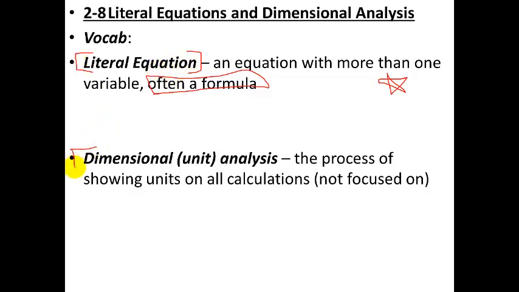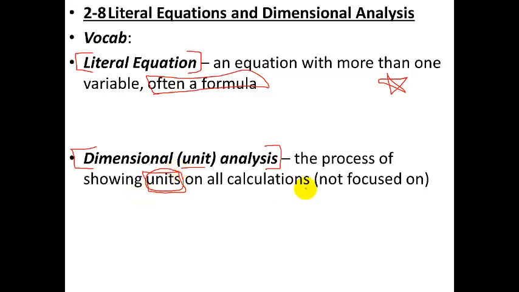Okay, next vocab word, dimensional analysis, or also called unit analysis. So this is a process of including units, and by units we mean, like, if it's distance you might have feet or meters or miles. If it's time you might have seconds or minutes or hours. If it's speed it might be miles per hour or meters per second or something like that. So the units are the type of measurement that you're doing.